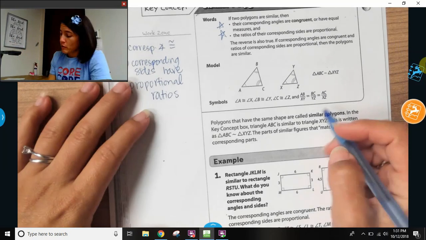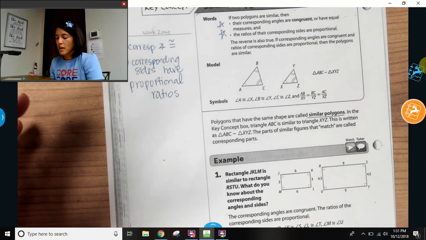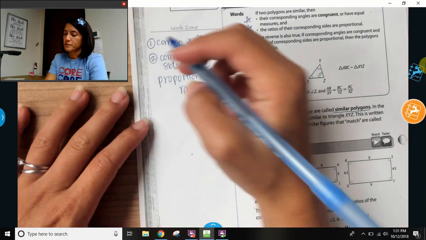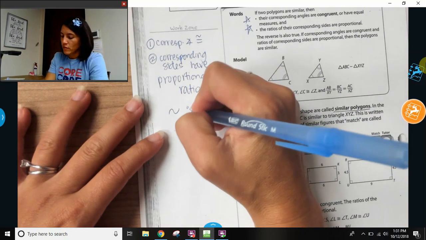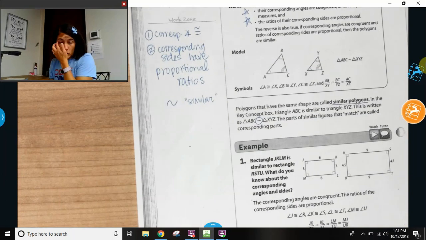And here's a vocabulary word right here. Polygons that have the same shape are similar. And we use this symbol for similar. It's just like one squiggle. So when you see that, you know that means that the shapes are similar.